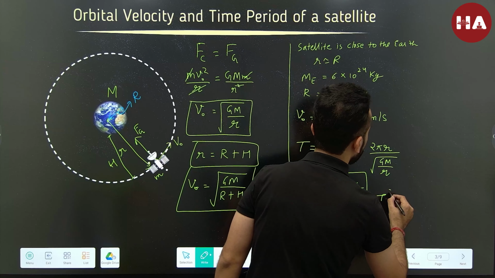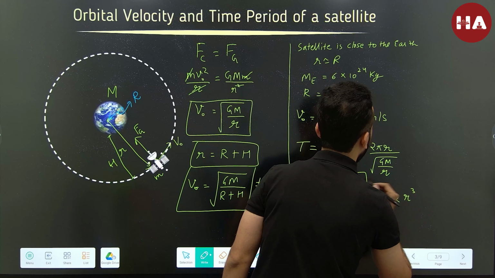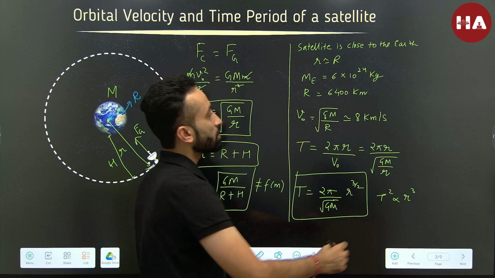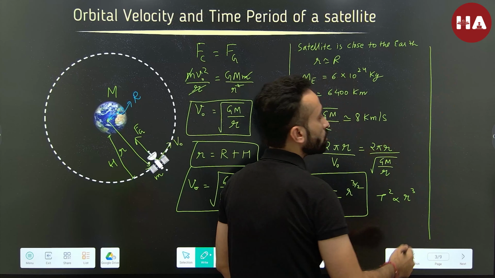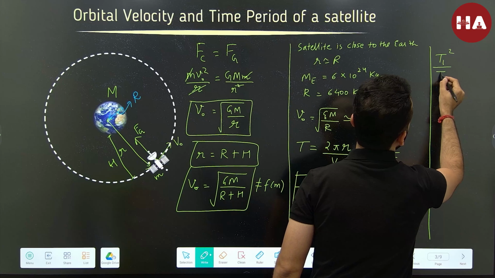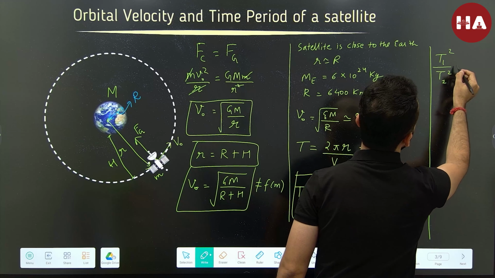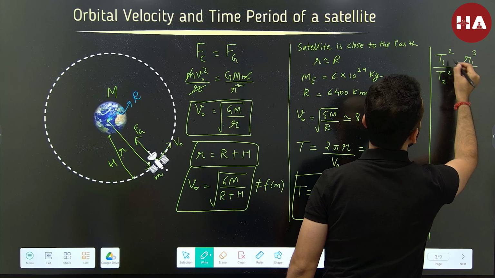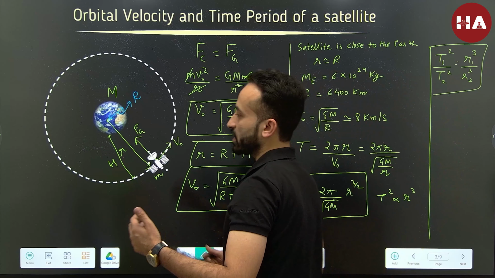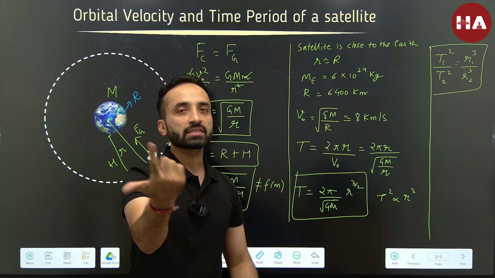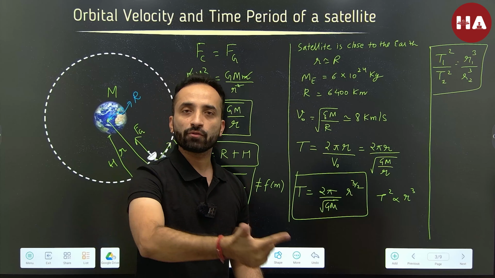T square is proportional to r cube. This is also something that you should keep in mind. Why? Because we might want to compare two planets, let's say. So T1 square over T2 square is going to be R1 cube over R2 cube. What does this mean? For example, if we take the Earth as a satellite, approximately it takes 365 days to revolve around the Sun.